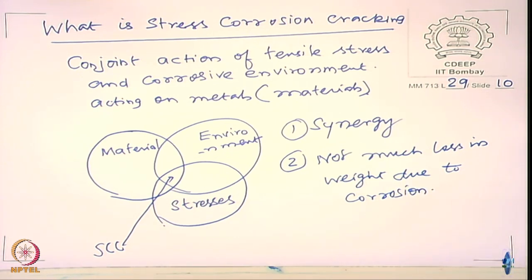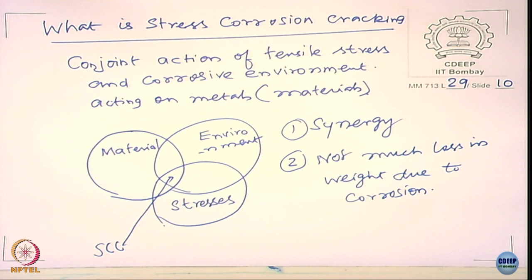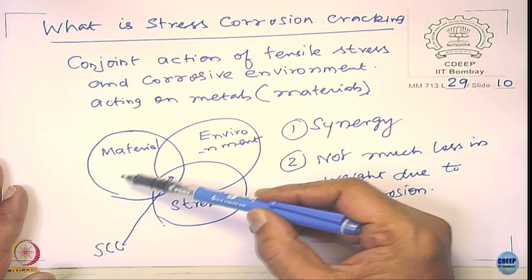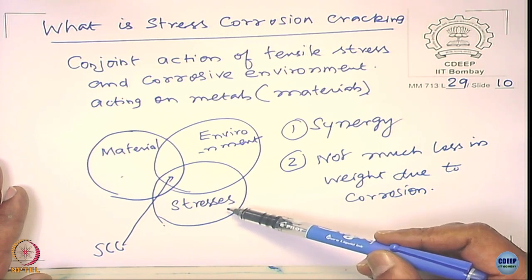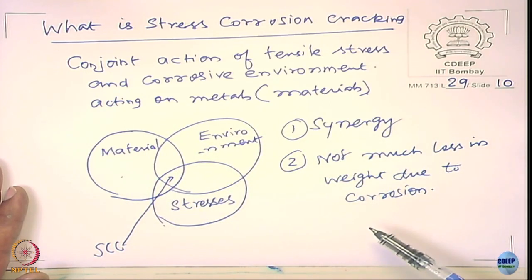Now, this is a Venn diagram, we call it a Venn diagram. You look at this, there are three players here: the material, the environment, the chemical environment here. As we defined at the beginning of the course itself, we are not talking about physical environment, we always talk about the chemical environment when it comes to corrosion, and we talk about the tensile stresses. So, in order to understand stress corrosion cracking, we need to look at the material aspect, the environment aspect, and we need to also address the stresses. All three we need to understand in order to get a picture about stress corrosion cracking, and then to say how we can control it.